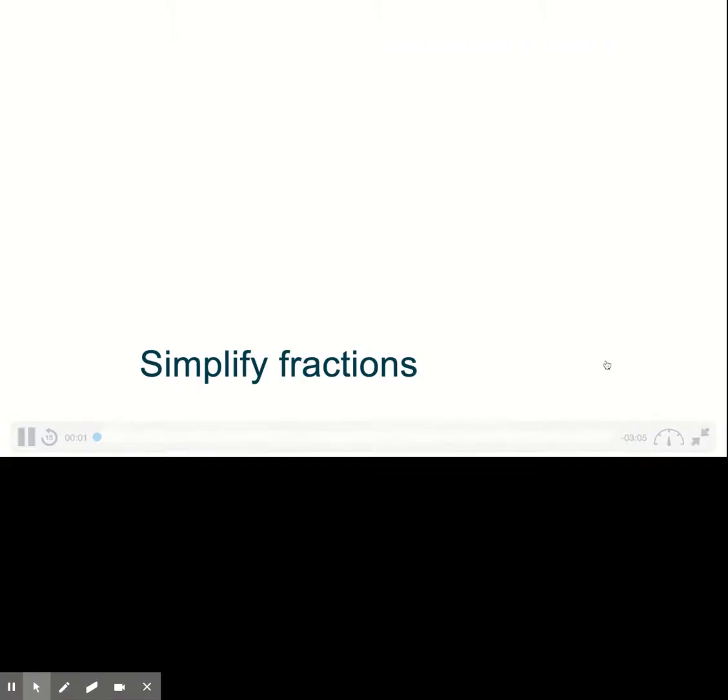This video will help you learn how to simplify fractions. To simplify fractions, you also need to know about equivalent fractions. Equivalent fractions are fractions that look different, but they are worth the same.